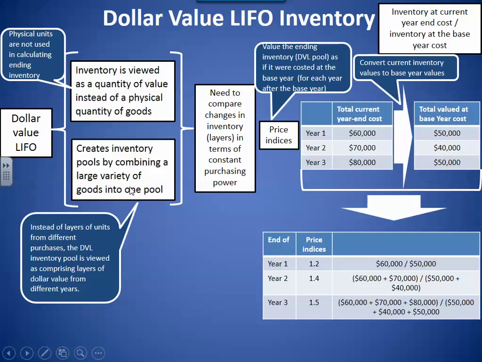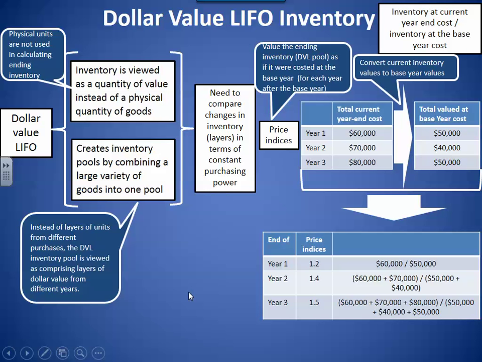Now, the thing that makes this different is instead of layers of units from different purchases with different prices that we can identify, the DVL or dollar value LIFO inventory pool is viewed as comprising layers of dollar value from different years instead of units applied to unit costs. So we're talking about total dollar value from different years.